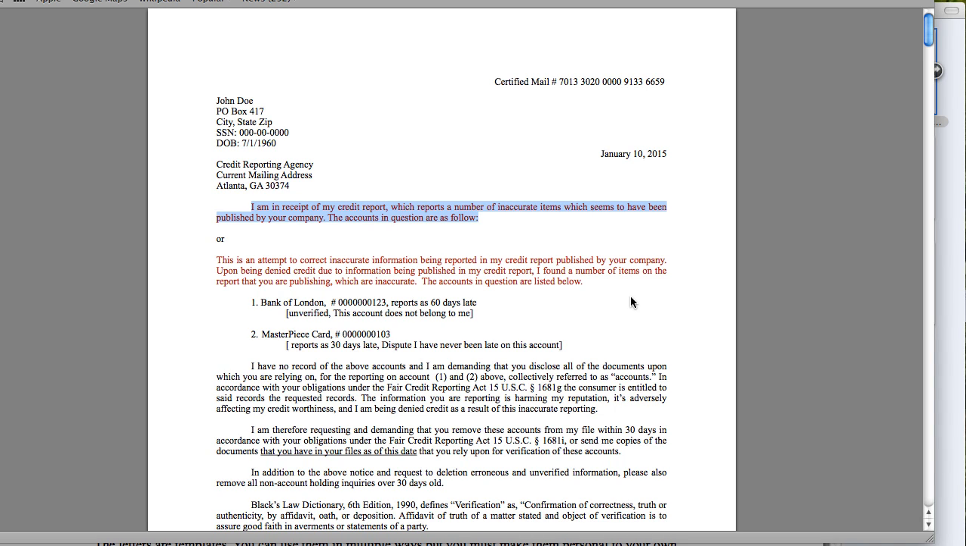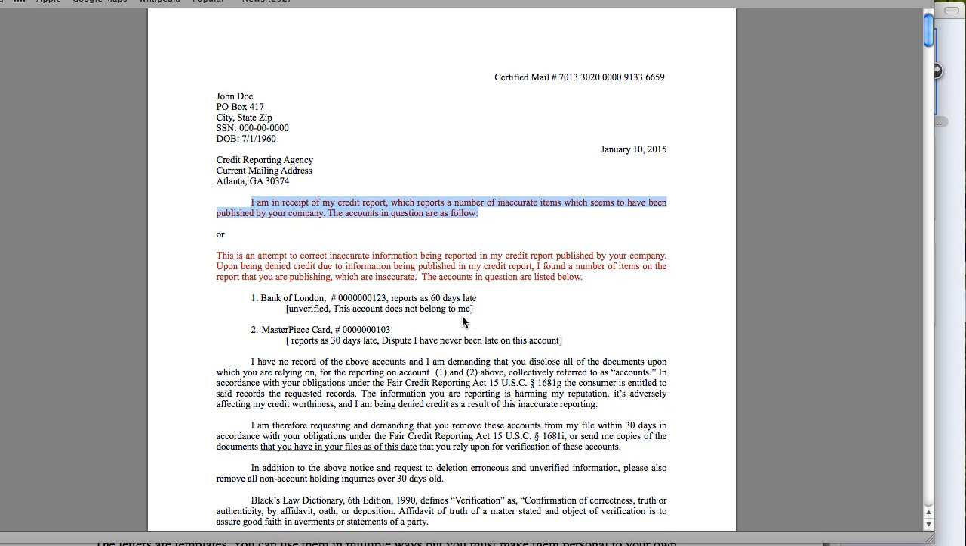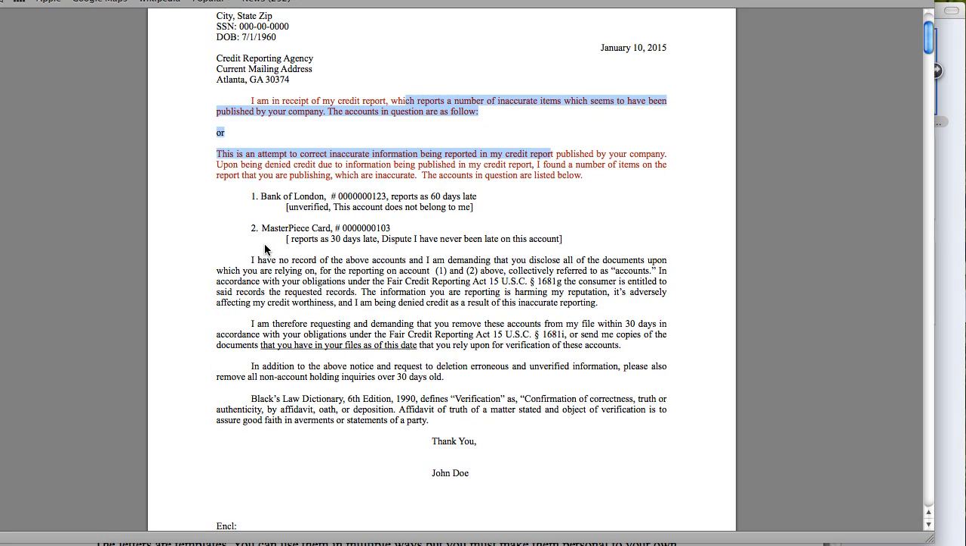Upon being denied credit due to the information being published in my credit report, I found a number of items in the report that you were publishing which are inaccurate. That could be worded better. The accounts in question are below. So see, there's some options here, but there's some verbiage, so put it together, make it make sense. Then you say, I have no record of the above accounts, and I'm demanding that you disclose all the documents upon which you are relying for reporting on this account, or reporting on accounts 1 and 2 above, collectively referred to as accounts. You can word this better.